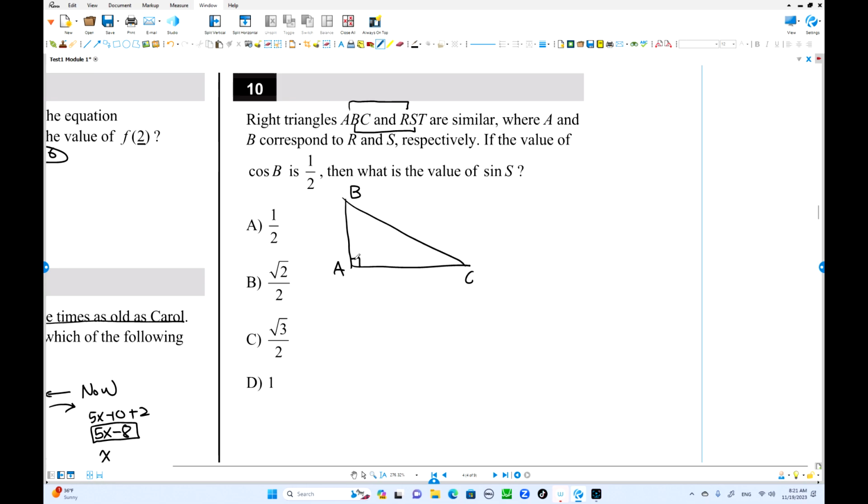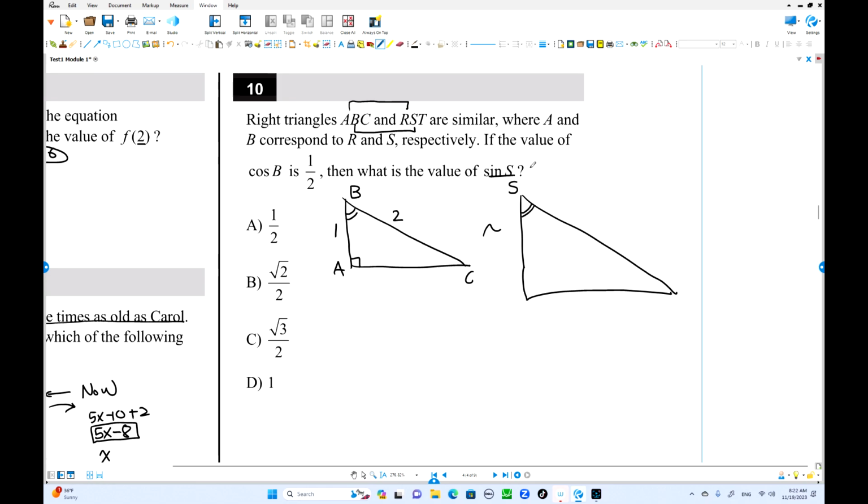Cosine of angle B is 1 over 2. Cosine is what? Adjacent over hypotenuse. They're similar, only a different size. If this is S and B is the corresponding vertex, all right, so we're going to find the sine of S, because corresponding angles in similar triangles are always equal.